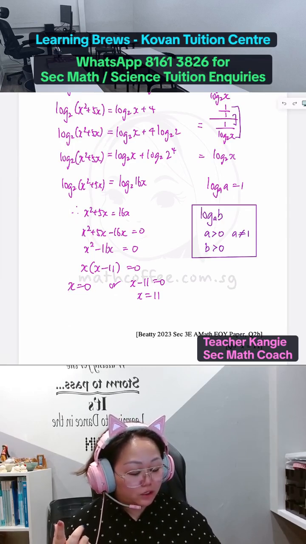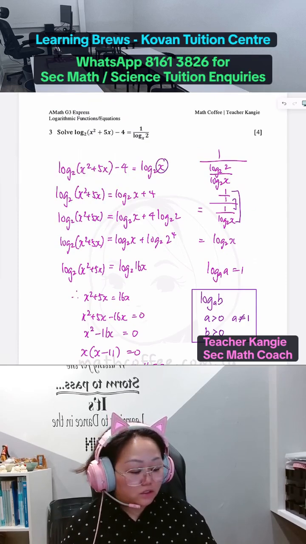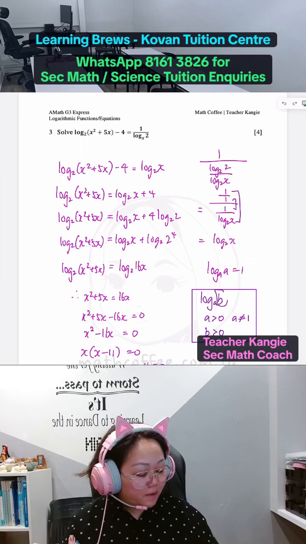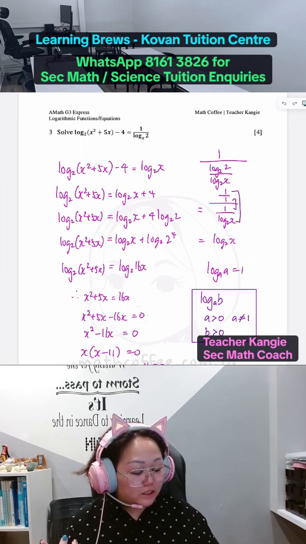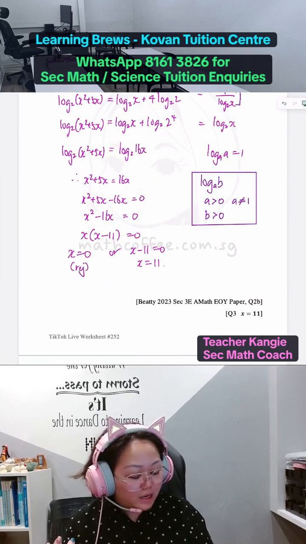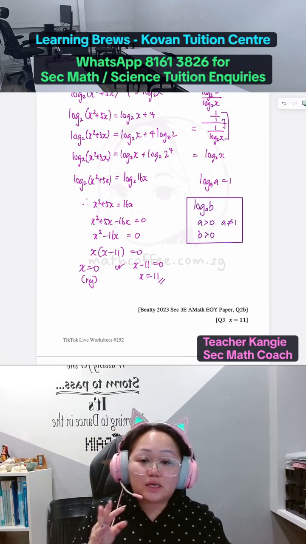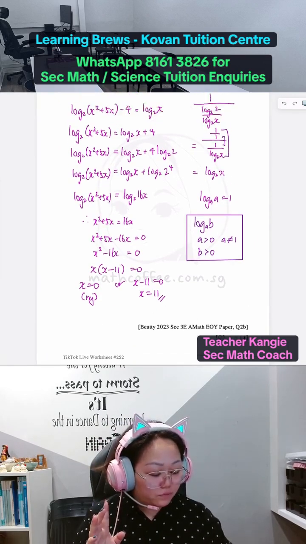So since you see x is 0, if you go back to the equation, the argument here is 0. But our B must be a positive value, must be more than 0 in fact. So in this case, we will have to reject this and you can accept this. So in this question, there's only one value, x equals 11.